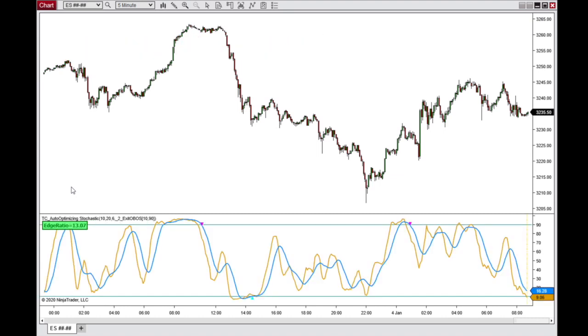Well, that has found an edge ratio over 13. So that's amazing. This signal is the exit overbought oversold signal. And look what it's found. 13 times favorable excursion compared to pain.